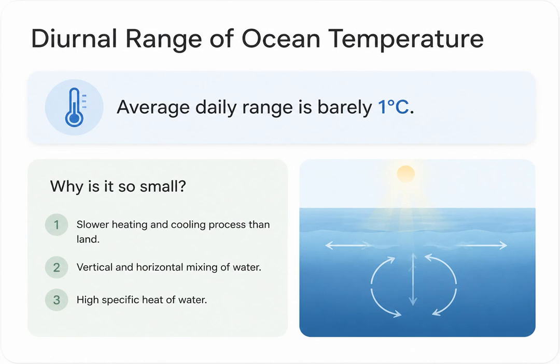Let's talk about temperature ranges, starting with the diurnal or daily range. The average daily temperature change in oceans is barely 1 degree Celsius. Why is it so incredibly small? First, water has a very high specific heat, meaning it takes a lot of energy and time to heat up compared to solid land. Second, the ocean is constantly moving. Vertical and horizontal mixing distributes the absorbed heat throughout a massive volume of water, preventing sharp surface temperature spikes.